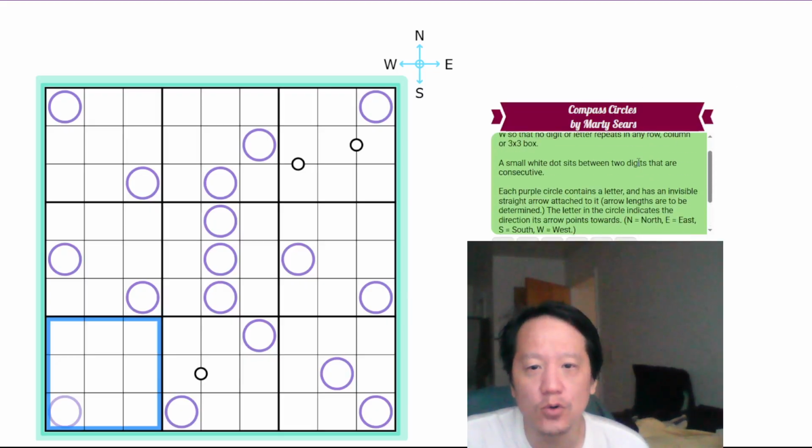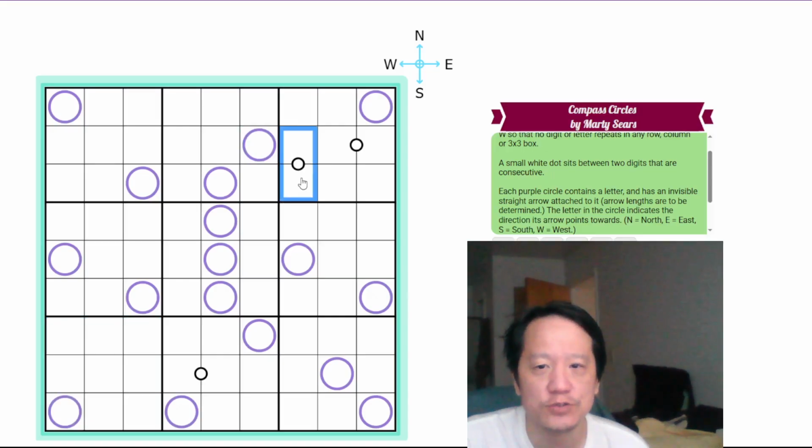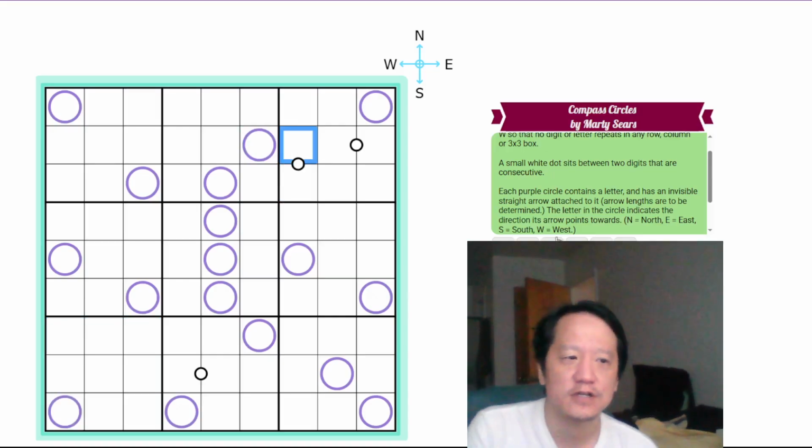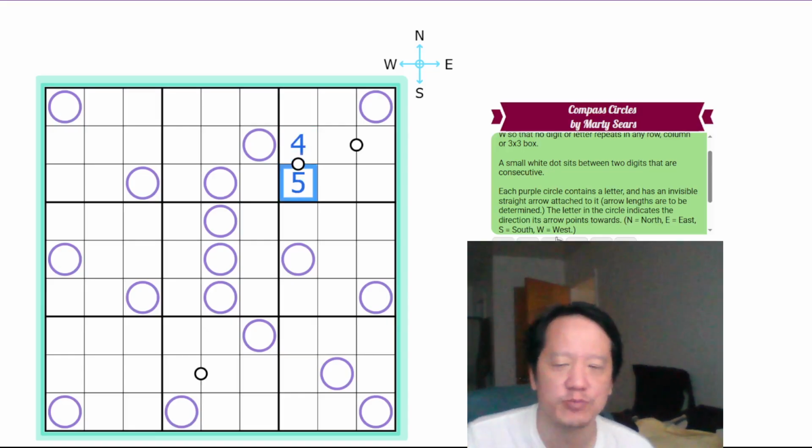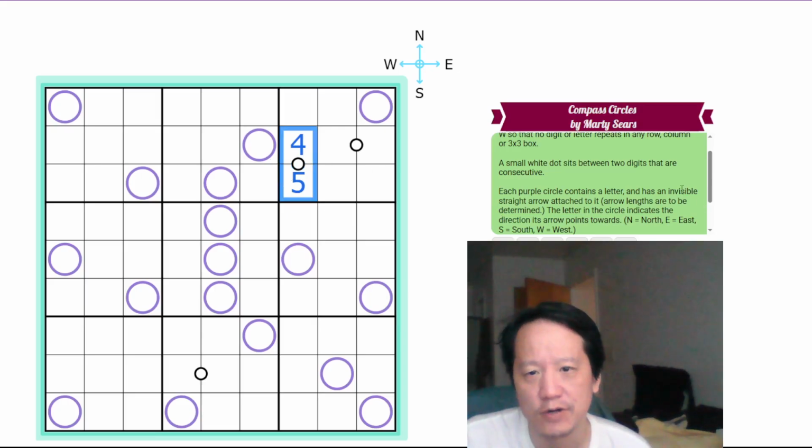A small white dot sits between two digits that are consecutive. So, for example, if this were, say, a 4, this would have to be 3 or 5 to be consecutive with the 4.